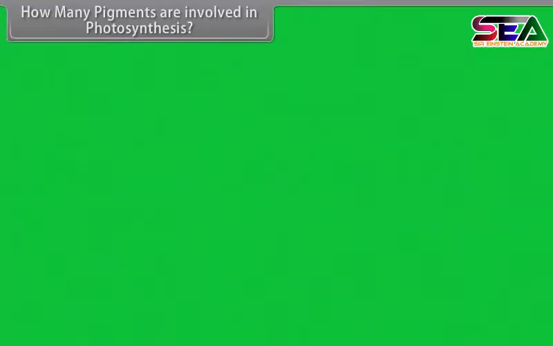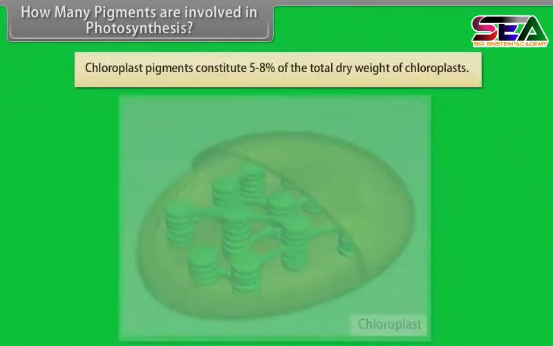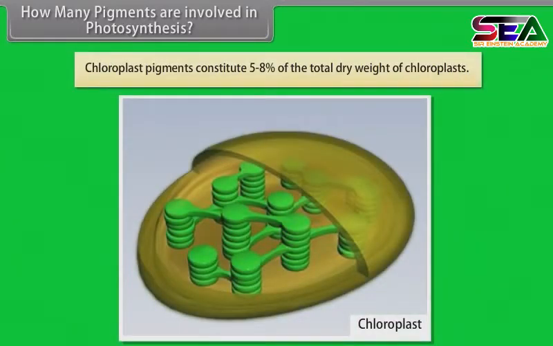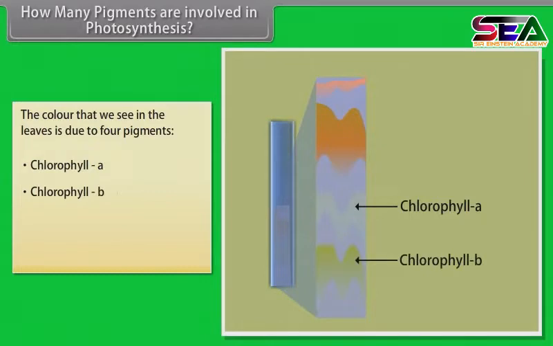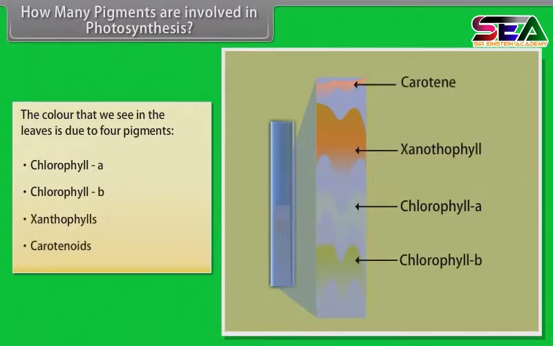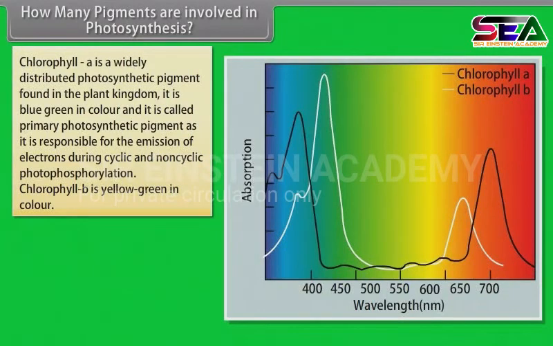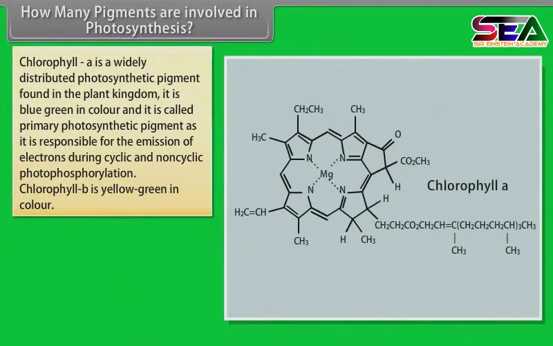How many pigments are involved in photosynthesis? Chloroplast pigments constitute 5 to 8% of the total dry weight of chloroplasts. The color that we see in the leaves is due to 4 pigments. They are chlorophyll A, chlorophyll B, xanthophylls, and carotenoids. Chlorophyll A is a widely distributed photosynthetic pigment found in the plant kingdom. It is blue-green in color and is called the primary photosynthetic pigment as it is responsible for the emission of electrons during cyclic and non-cyclic photophosphorylation.